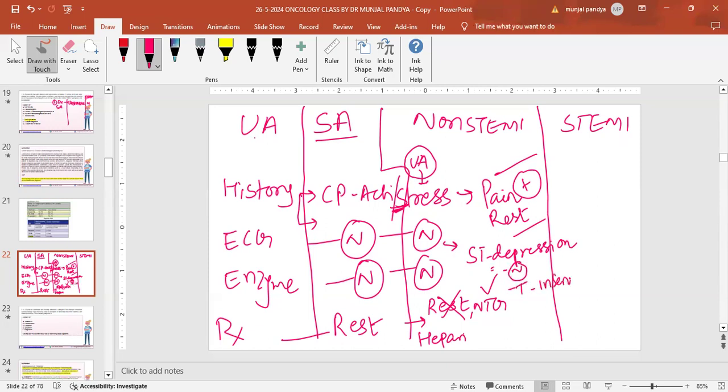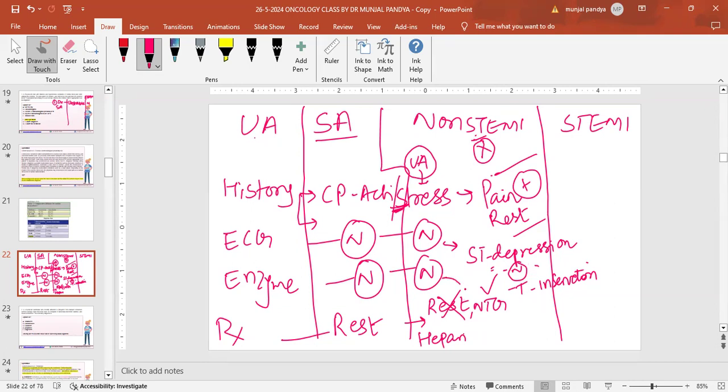These are the things for non-STEMI. Non-STEMI means non-ST elevation, so there is absolutely no ST elevation. If there is no ST elevation, it could be ST depression, or ST could be normal, or there is just T wave inversion. This is the ECG finding you can find. So there is chest pain which can be at rest as well, maybe more severe, and cannot be relieved by nitroglycerin. If you do the ECG, you see ST depression, normal, or T inversion.